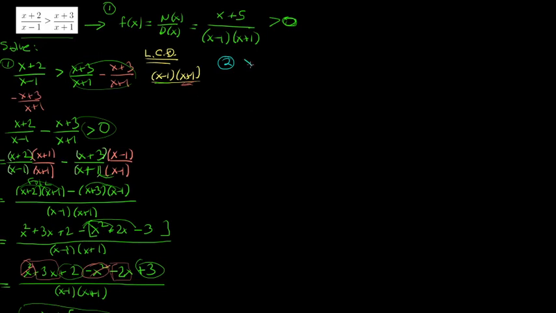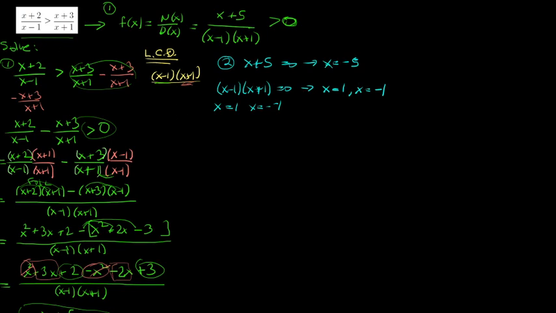So setting the numerator equal to 0, x plus 5 equals 0, well, that just gives us x equals negative 5, right? Setting the denominator equal to 0, and this is why we left it factored, we just get x minus 1 equals 0, or x equals 1, and x plus 1 equals 0 gives us x equals negative 1. So I should have written them here, sorry. x equals 1 and x equals negative 1. All right, good enough, right? So we have 3 solutions, 1 from the numerator and 2 from the denominator.